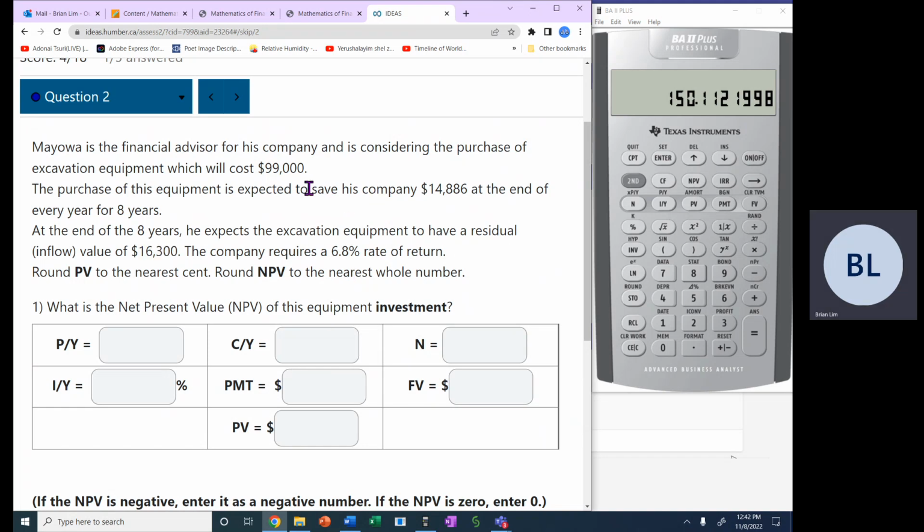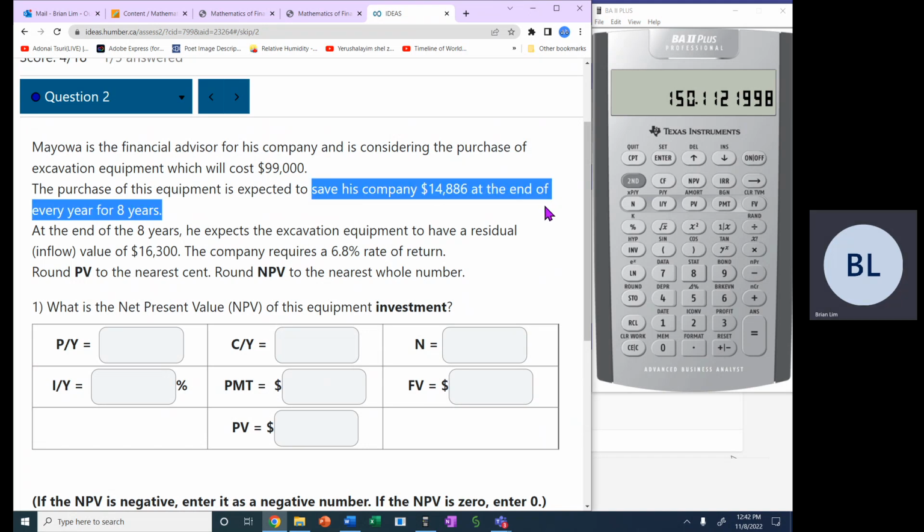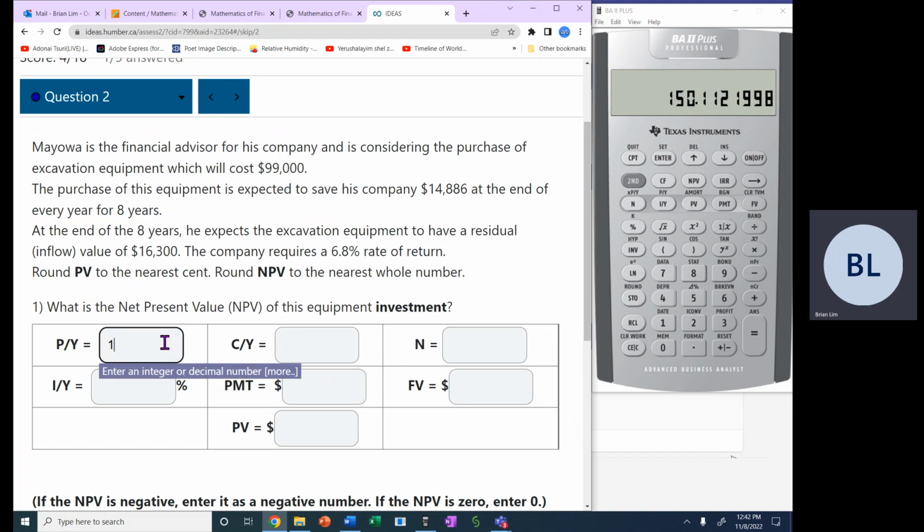So the savings here is $14,886 at the end of every year for 8 years. So PY is 1, and as previously discussed, for this rate of return there is no compounding frequency, so it's annually, so CY will also be 1. Now this is going on for 8 years, so 8 times 1 will give us 8. If we wish, we could start to use the calculator. PY is 1, and so is CY. The number of years is 8, so you go 8 second n, and n is 8.